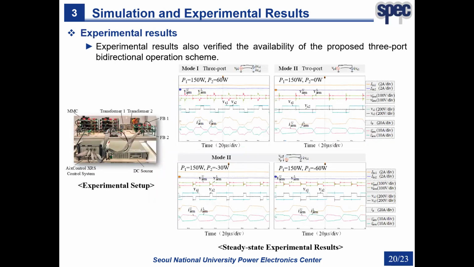Next is the experimental verification. The experimental setup is shown in the left figure, and the steady-state waveforms are shown in the right side. The upper left figure presents the waveforms when the transfer power of port 1 is 150 watts and port 2 is 60 watts. The SST operates in mode 1. It can be seen that the phase shift angle of the AC side voltages of port 1 and port 2 are equal, while the duty cycle of the port with lower power is smaller.